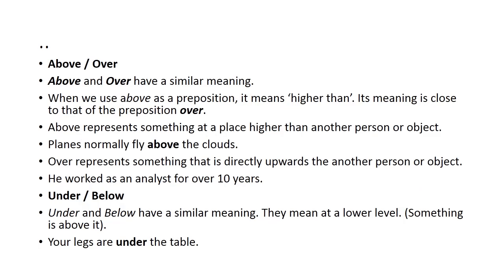Above and over have a similar meaning. When we use above as a preposition, it means higher than. Its meaning is close to that of the preposition over. Above represents something at a place higher than another person or object. For example, planes normally fly above the clouds. Over represents something that is directly upwards of another person or object. For example, he worked as an analyst for over 10 years.